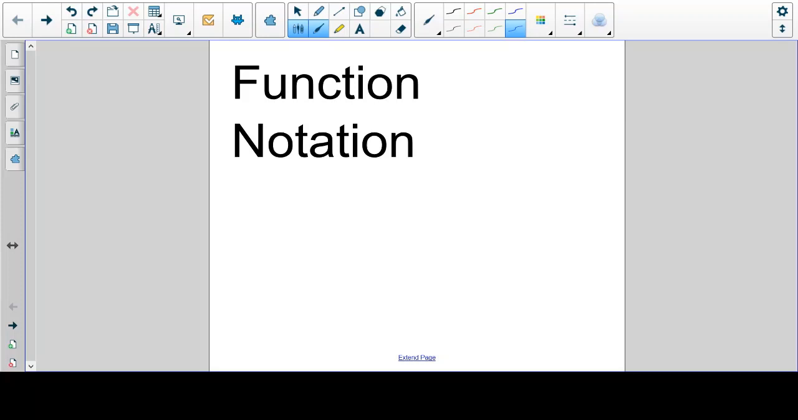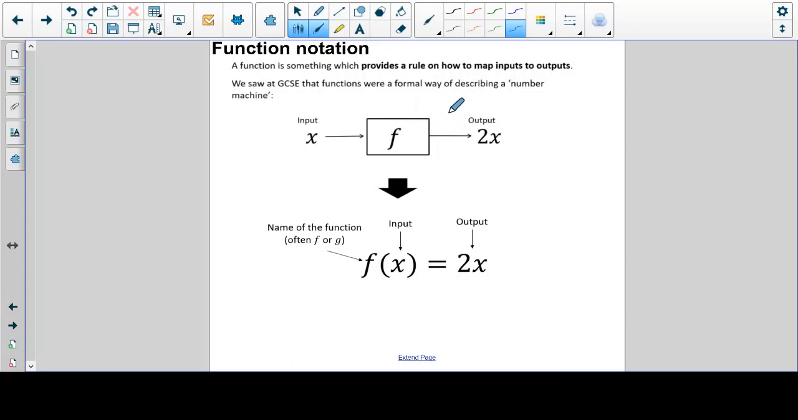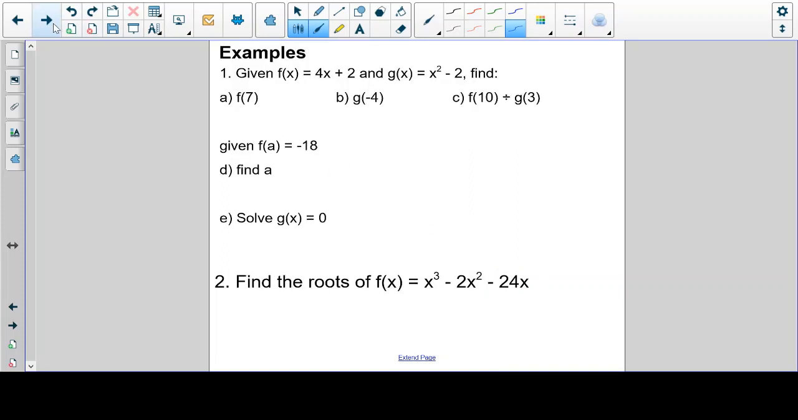This next section is about functions. So you'll have seen in GCSE function notation, you'll have started with function machines that look like this and eventually moved on to proper function notation, where the function is called f or g or some other letter. This is your input of x, and this is what the function is doing to the x. So some straightforward examples.